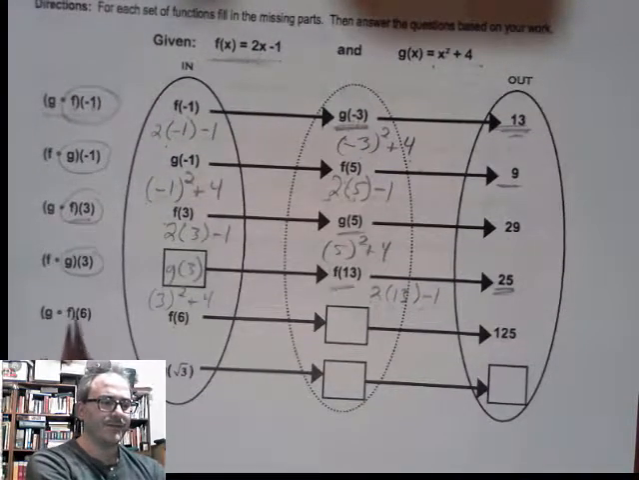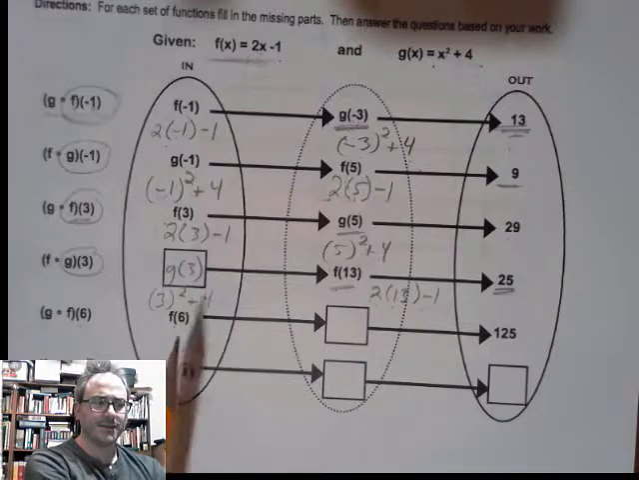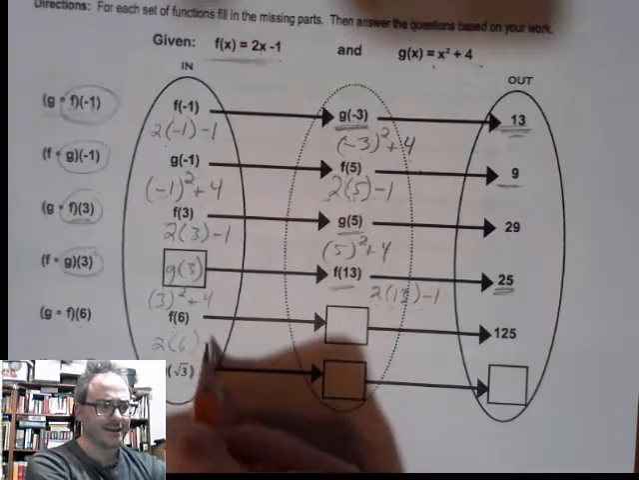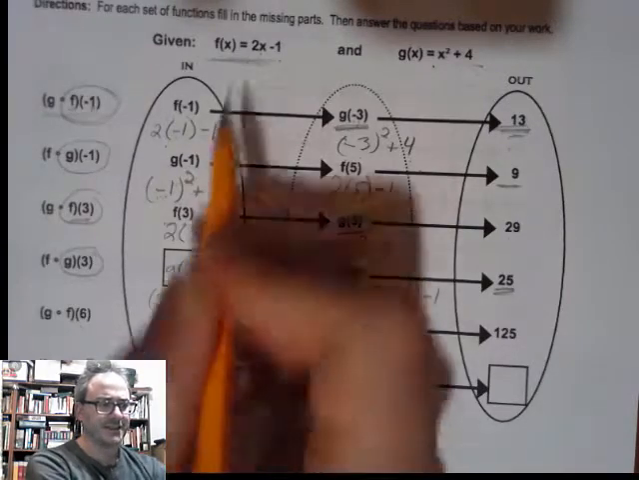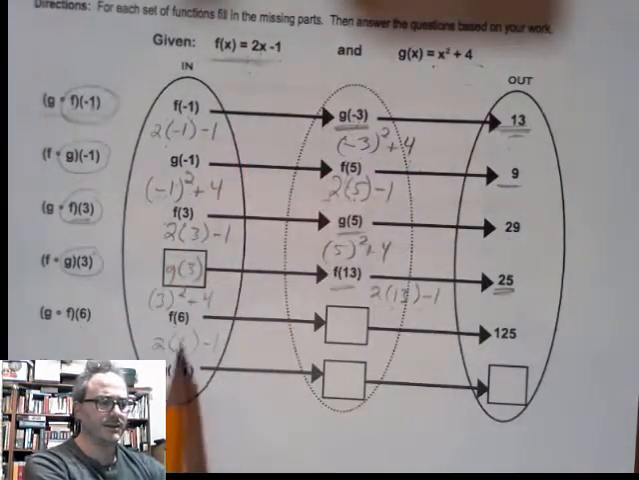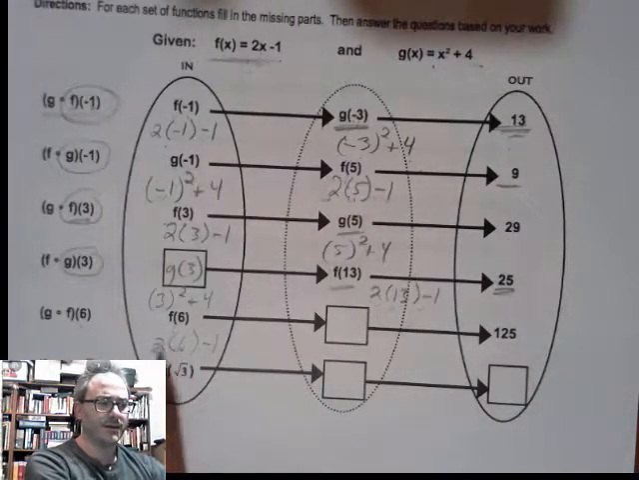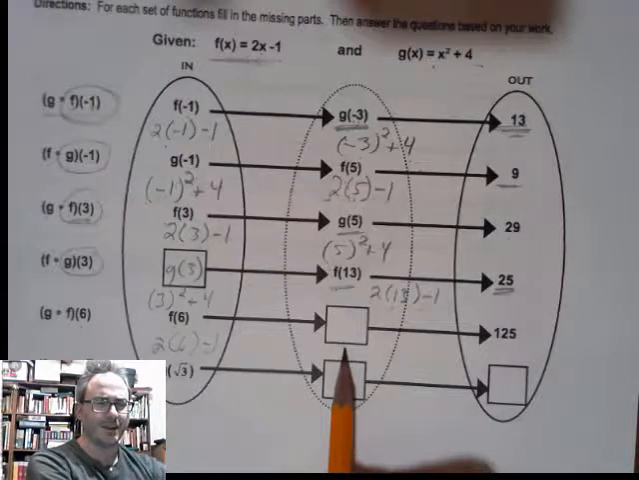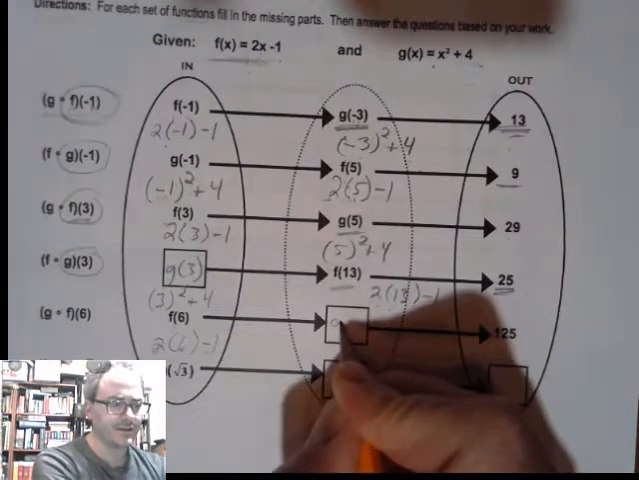I've got the g of f of 6. The first step is the f of 6. What's the f of 6? Well, it's going to be 2 times 6, instead of x, minus 1. I just plugged the 6 in for the x up here. 2 times 6 is 12. 12 minus 1 is 13. So what do I put here? Pause the video. Think about it. What do you put here? You're going to put the g of 13.